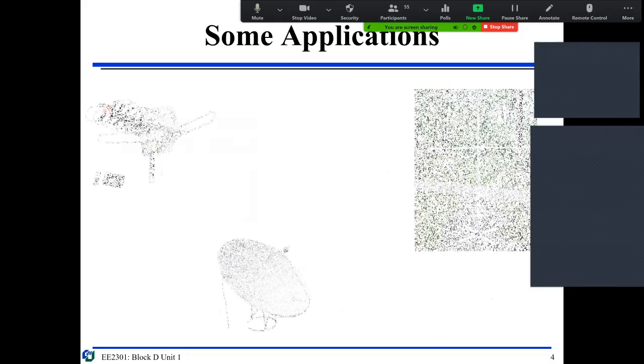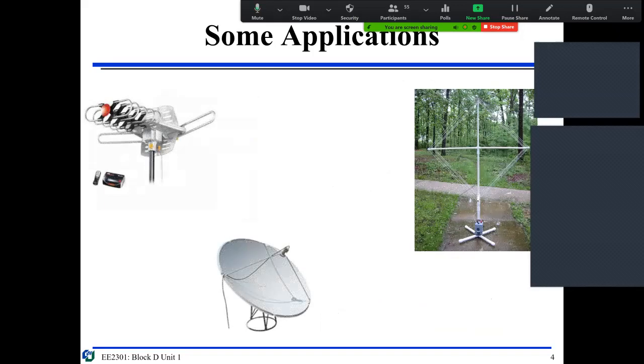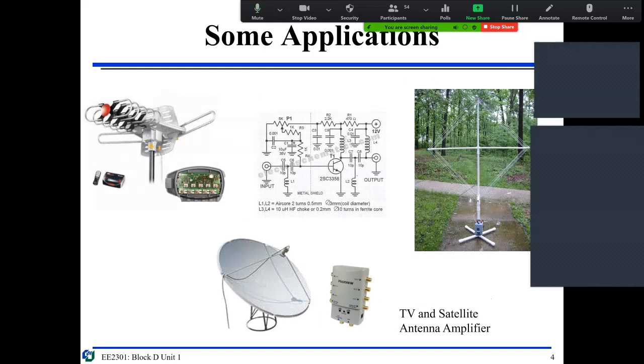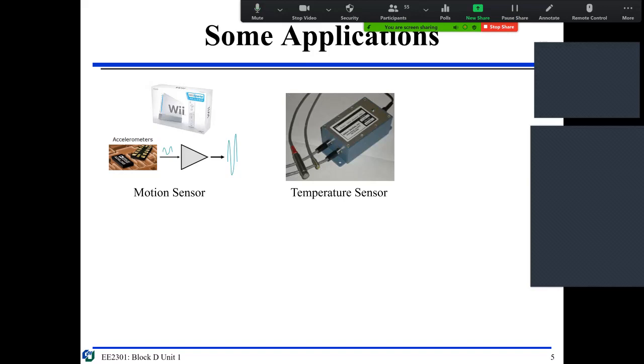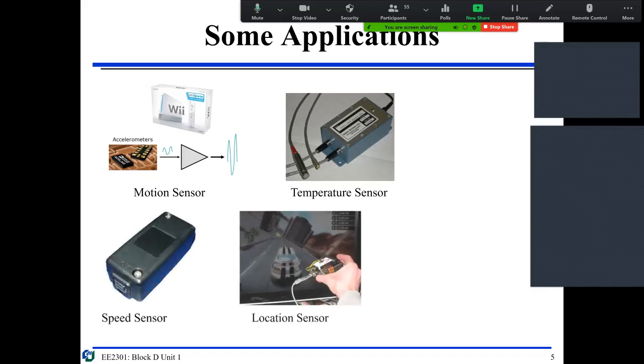Anyway, there are more applications, like the antenna. Usually the signal you receive from the antenna is very weak. Then you need to amplify it, right? So the GPS and so on and so forth. So it's everywhere. Also, like you heard about the Wii, to make the accelerometer signals amplified, you get a motion signal. And the temperature sensor signal is so weak, you have to amplify it. So speed sensor, location sensor, GPS, okay.